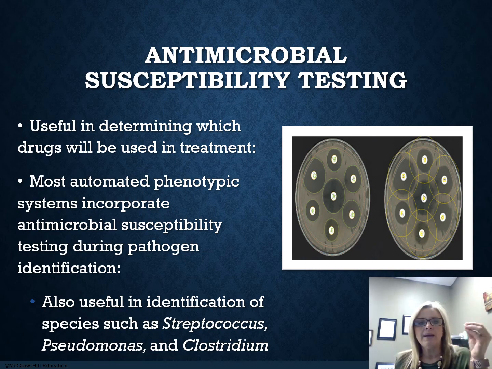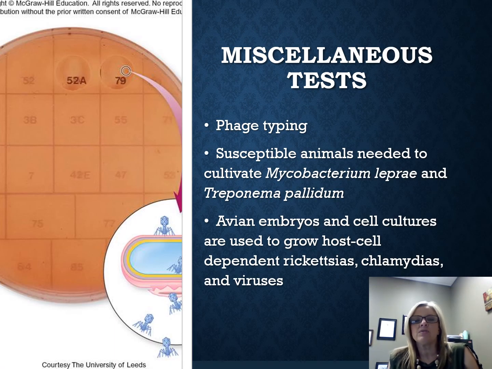Most automated phenotypic systems are going to include this during pathogen identification. This is also useful for species of Streptococcus, for Pseudomonas, and Clostridium species. So this is another type of just kind of a miscellaneous test here. This is for phage testing, like bacteriophage.